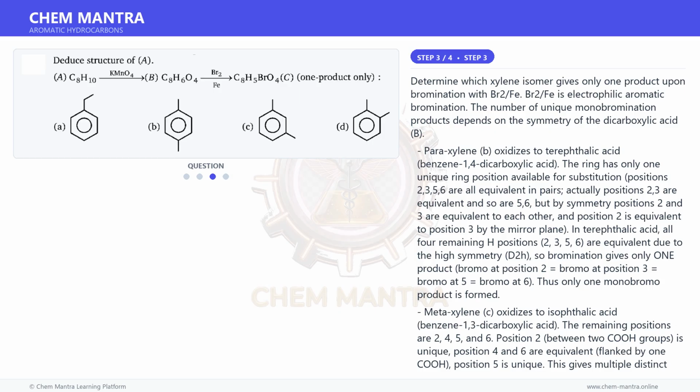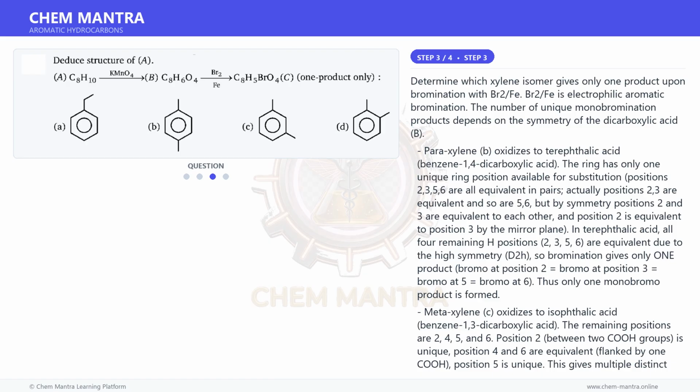Determine which xylene isomer gives only one product upon bromination with Br2/Fe. Br2/Fe is electrophilic aromatic bromination. The number of unique monobromination products depends on the symmetry of the dicarboxylic acid, B. Para-xylene oxidizes to terephthalic acid, benzene-1,4-dicarboxylic acid. The ring has only one unique ring position available for substitution.